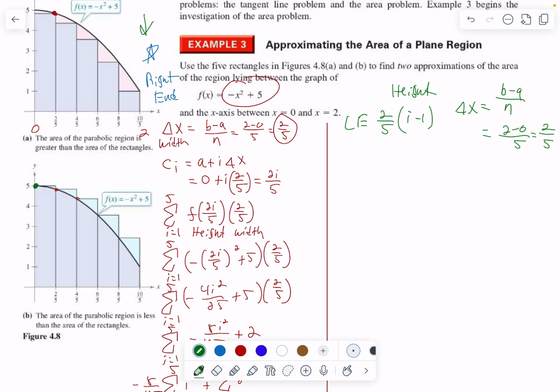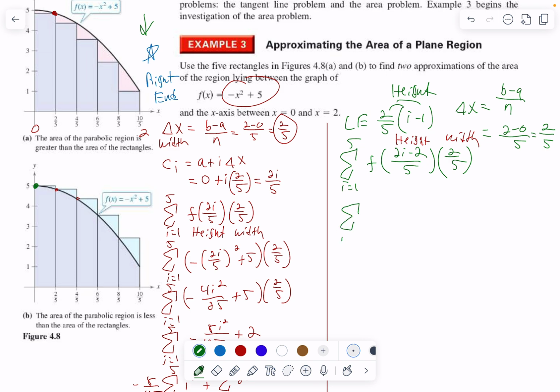Okay, so here we go. So again, the sum from i equals 1 to 5 of, in this case, f of, if I distribute this 2/5, I get (2i minus 2)/5, times 2/5. Again, this is the height, and this is the width. Okay, so I'm going to plug that 2i minus 2 into the function.